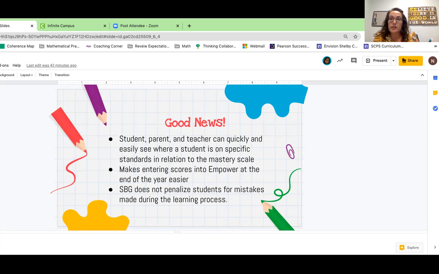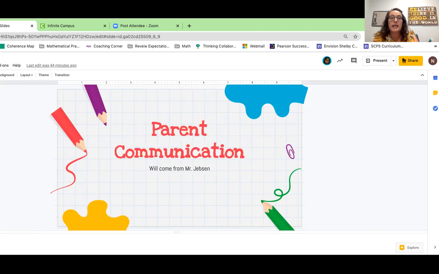But I think the biggest benefit of this is that we are truly following that standards-based grading model where students are not penalized for making mistakes early in the learning process. That's so important if we want students to have a growth mindset and to really try things and take risks. And so I think that's super important.